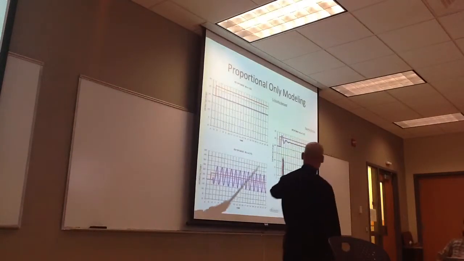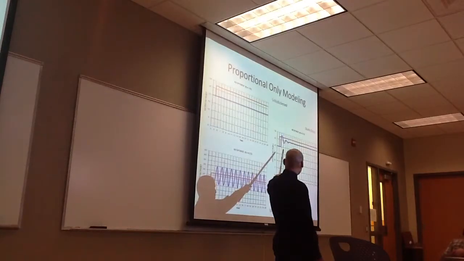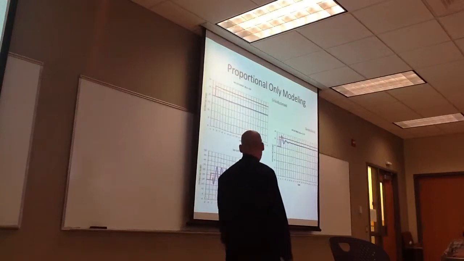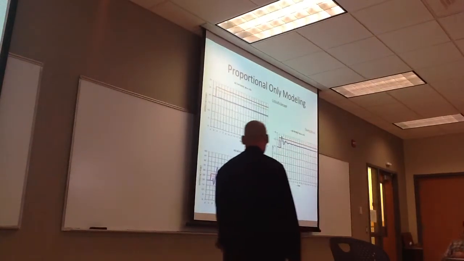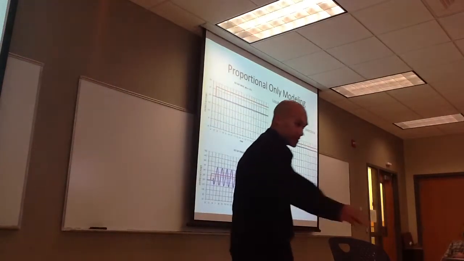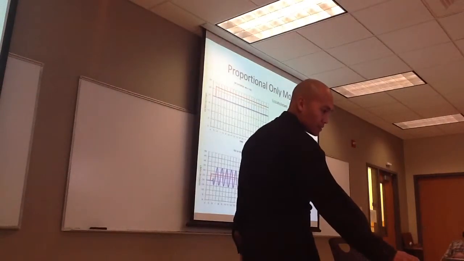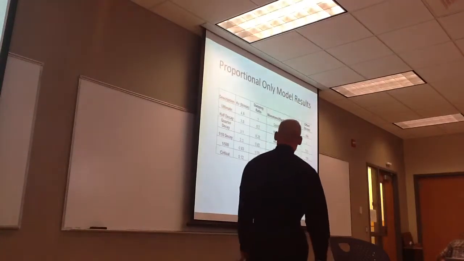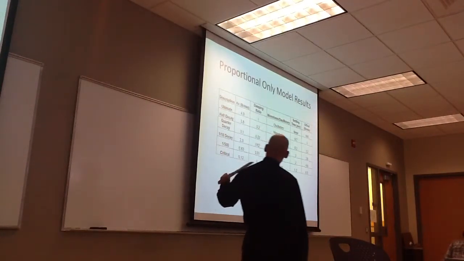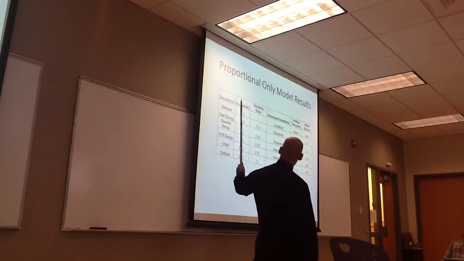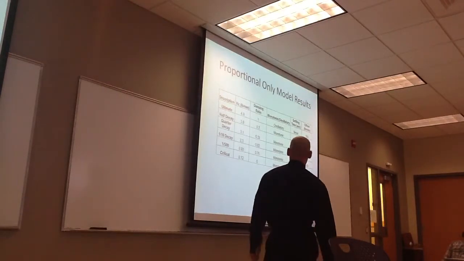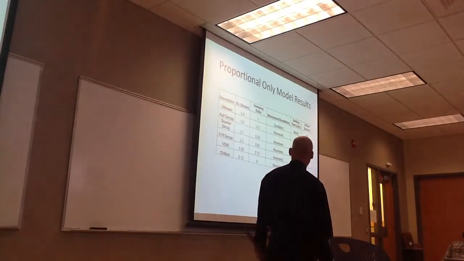And of course this one is oscillatory. And this one down here is the ultimate. That's when the system never settles down, so it is oscillatory. And this is the proportional only model result with the ultimate starting at Kc value of 4.8, damping ratio of 1, and it's oscillatory and never has a settling time.